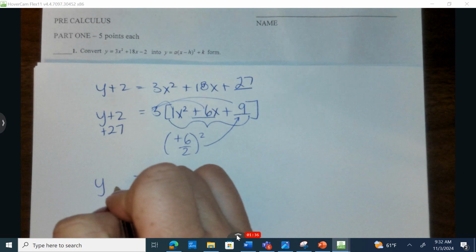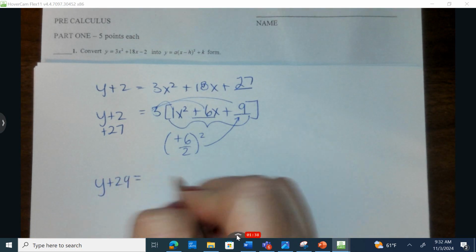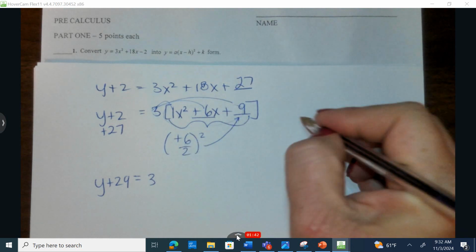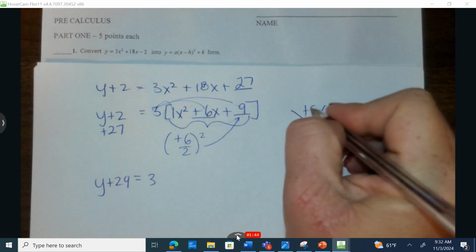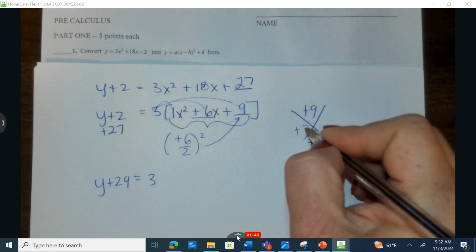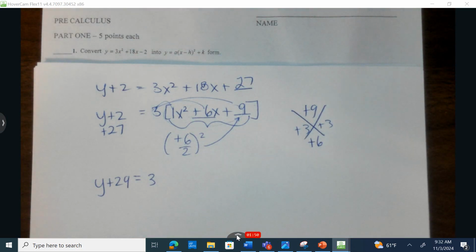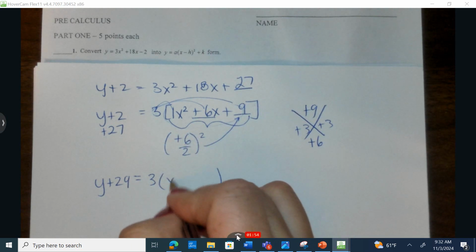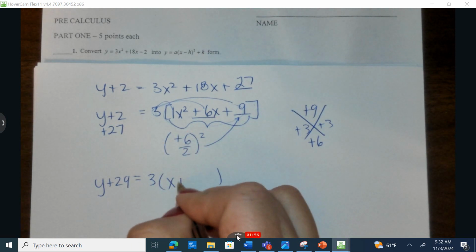Now on the left-hand side, y plus 29. On the right-hand side, here is the trick. We're able to quickly factor this. Instead of saying 1 times 9 is 9 and combines to give us 6, well, two numbers, and that's 3 and 3, and do all that, there's a shortcut. The shortcut is we're going to drop down this parentheses, putting an x in front of, in this case, the plus sign.